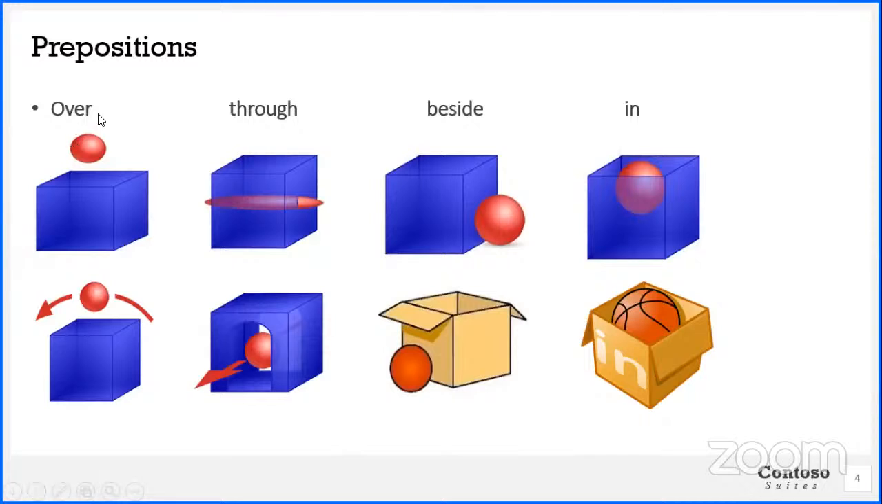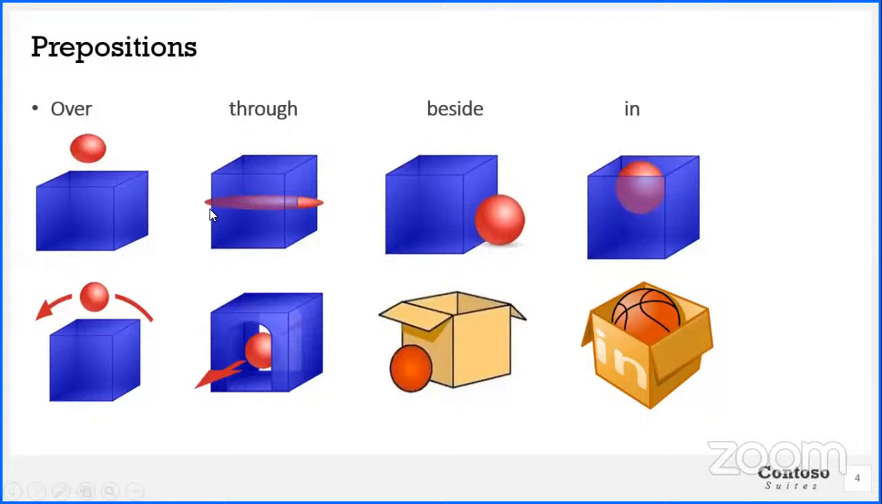Right, go to the first one, over, right? Over means above. There's a difference between on and over, right? If it is on, this should be on the box. But with the preposition over, there's a gap between these two, right? Look at these two pictures. You can clearly understand what it means.